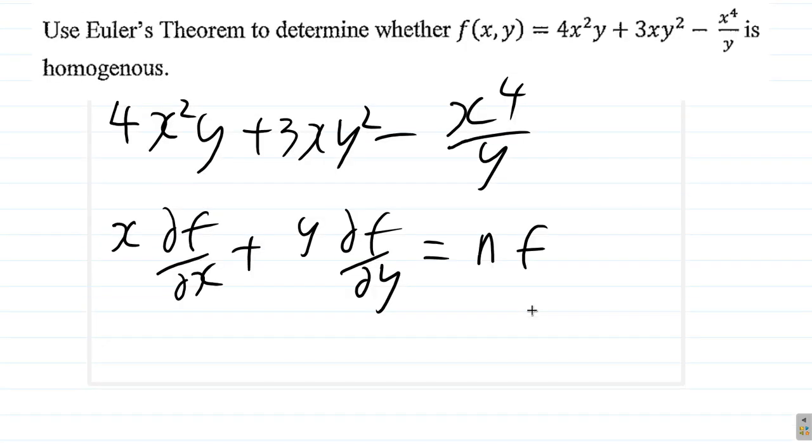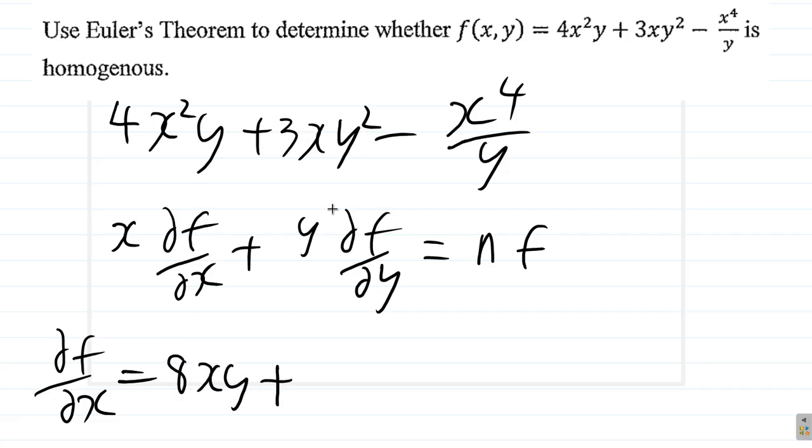Now, let's see, partial of f by partial x is 2 fours 8xy plus, when you differentiate this part, you get 3y squared, minus, when you differentiate this, you get 4x cubed over y.